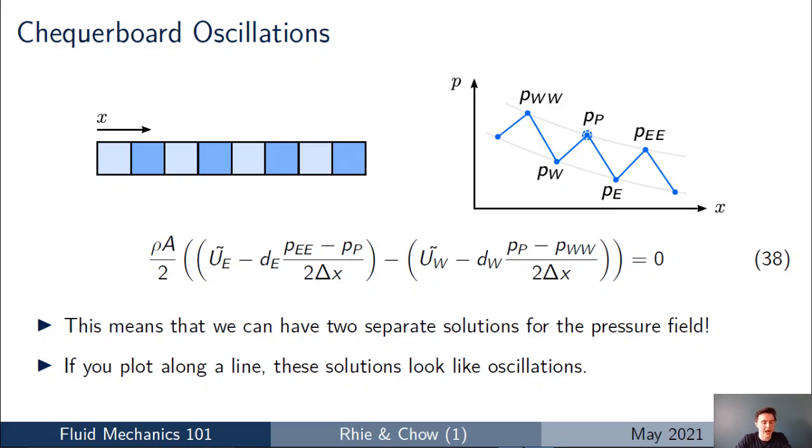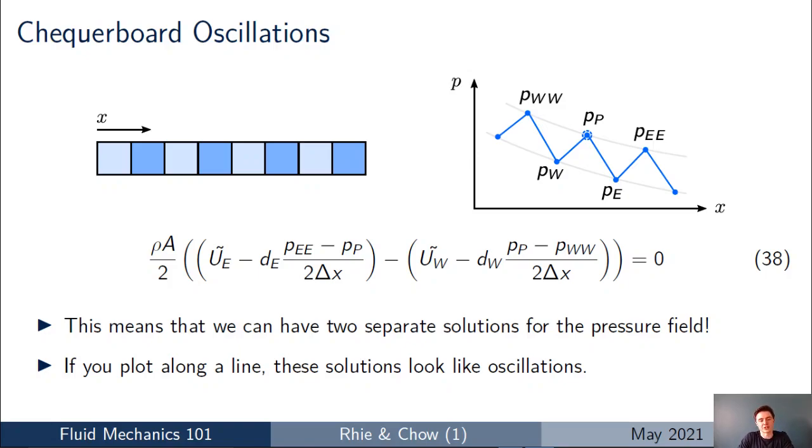And what will happen, of course, is that if you were to plot along a line through those cells in the mesh, you would see both the independent solutions, because the pressure at the centroid of cell P will only depend on the pressure that's 2 cells away. Likewise, if you look at PE, that will only depend on the pressure 2 cells away. And so because you've got these two independent solutions, if you plot along the line, you will see what look like oscillations, but are actually picking up two independent solutions.